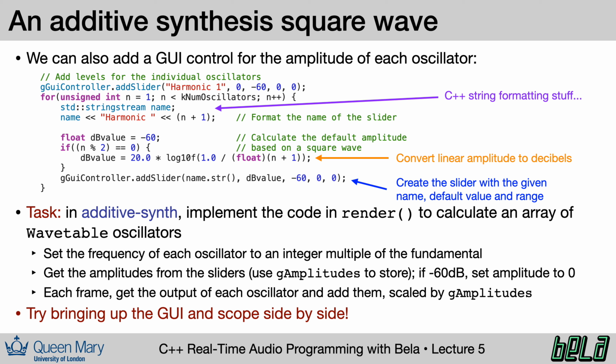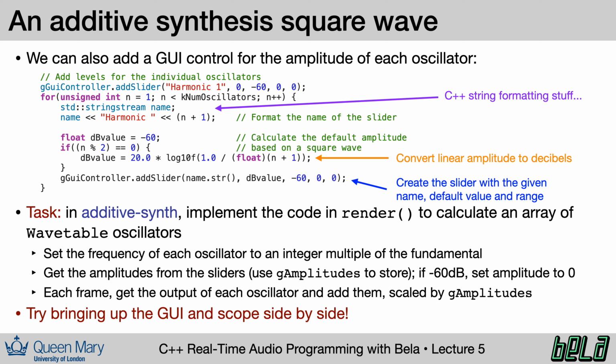Put the additive synth example on your board, and you should be able to see that the GUI runs, but you won't hear any sound because you need to implement the code inside of render. The code inside of render is going to need to do a few things. It's going to need to set the frequency of each of the oscillator objects to be an integer multiple of the fundamental frequency. You're also going to need to get the amplitudes from each one of the sliders that was created there, and then you're going to need to convert that amplitude from decibels into linear amplitude.